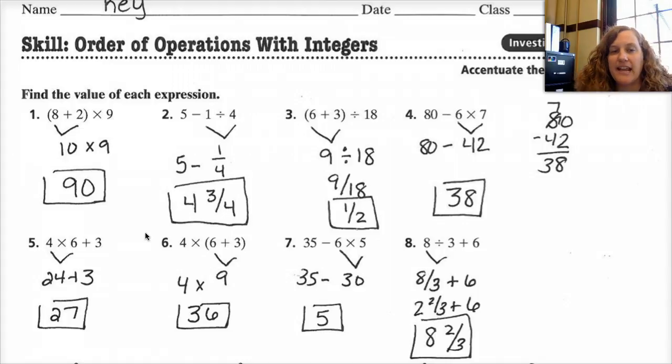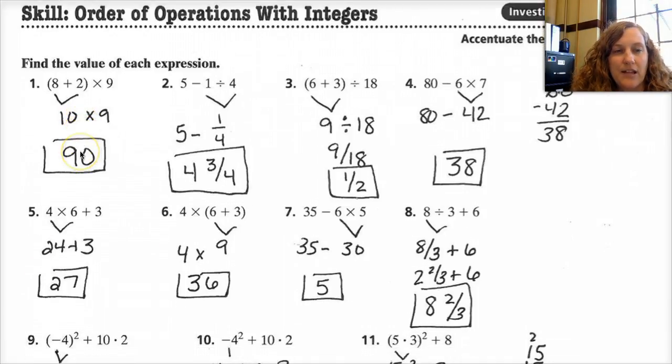We spent another day in class today talking about order of operations, just additional practice, remembering to evaluate groupings first, then exponents, then multiplication and division left to right, and addition and subtraction left to right. We did additional practice in class, and then this sheet, skill order of operations with integers, was assigned for homework.